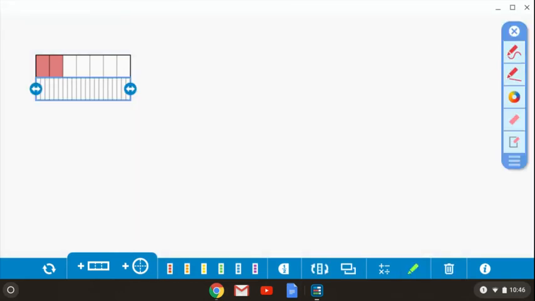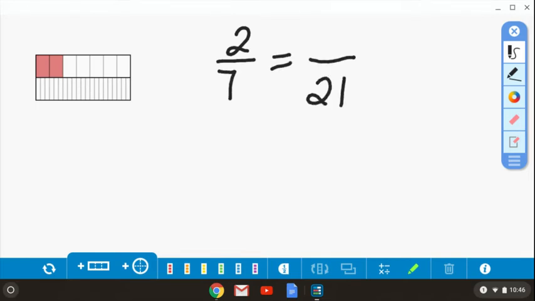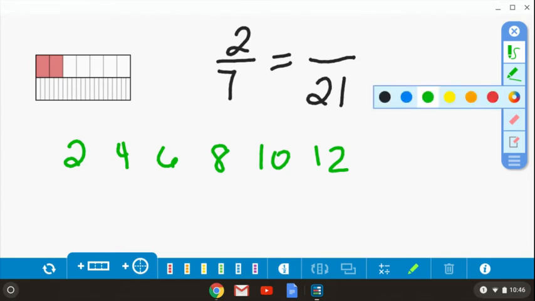So again, let's do this in that color. I have 2/7, and I want to know how many 21sts that would be. All right. And so again, using your multiplication chart, I'm just going to very quickly write down my 2's because I can do those real quick. 2, 4, 6, 8, 10, 12. I'm going to stop there because I don't know how far I need to go, but I don't want to spend too long writing them.